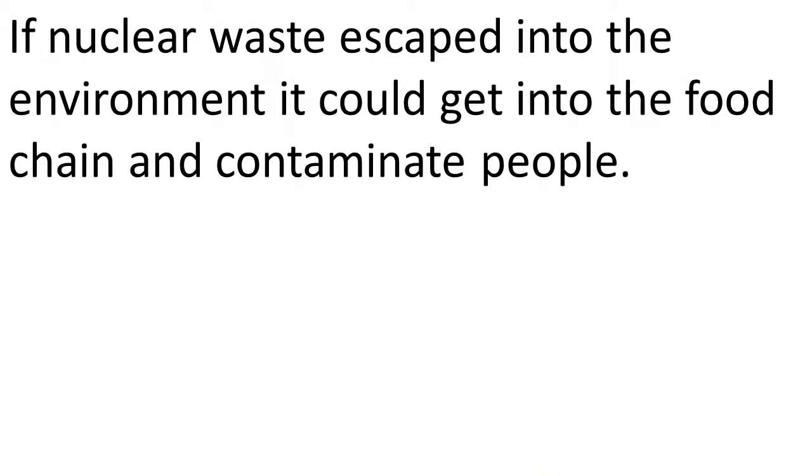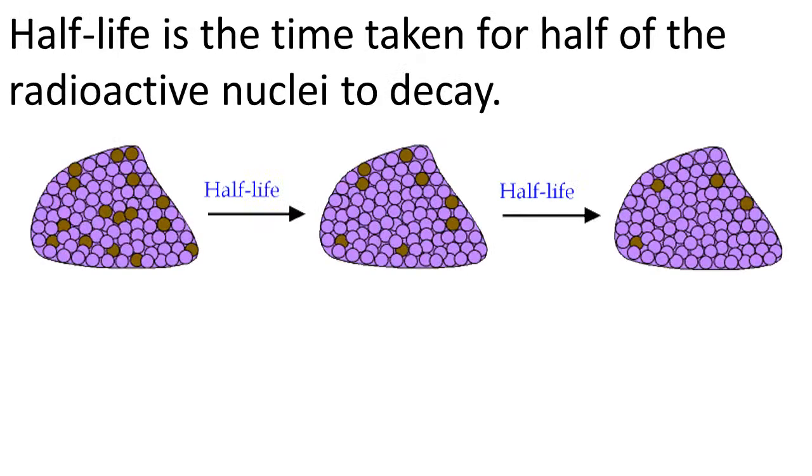What would happen if that radioactive waste got out into the environment? Well, it would get into the food chain, it would contaminate people, and you would pretty soon know about it. The problem with it is that it stays radioactive for a very long time. Uranium has got a very long half-life. Now what's that? What's a half-life?